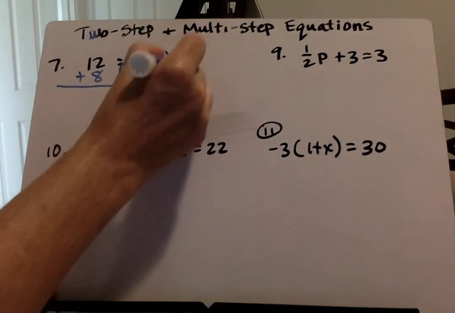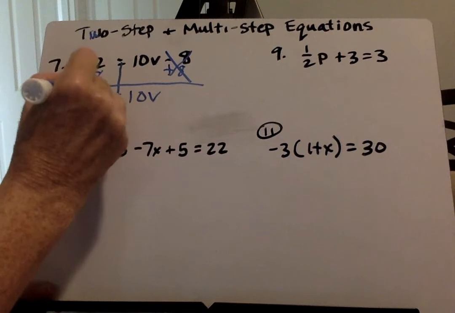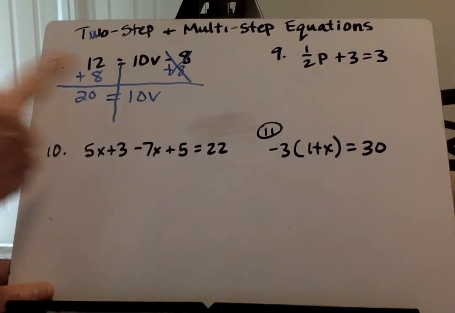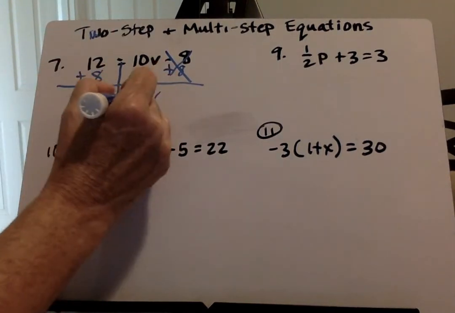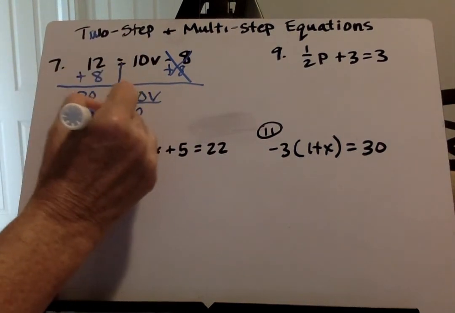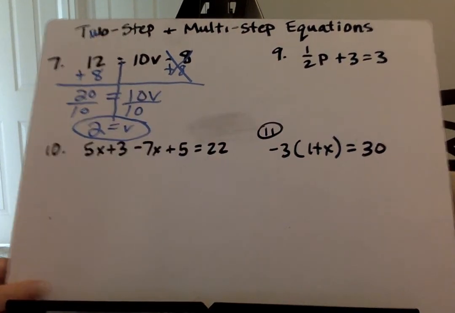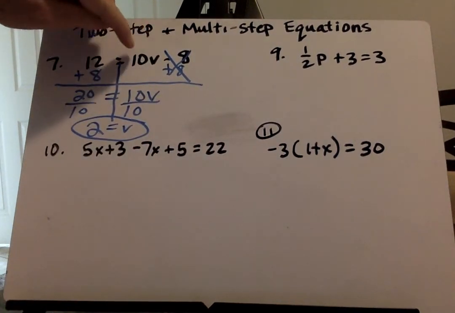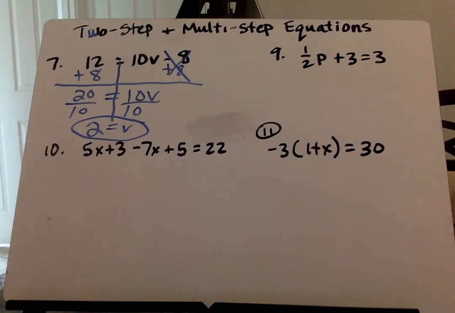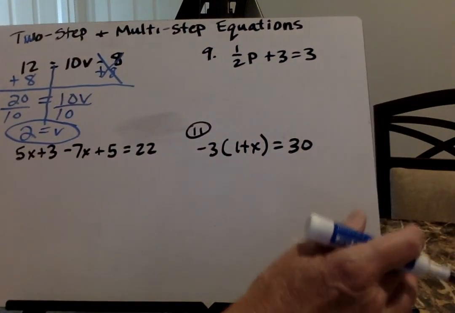Okay, that goes away. This comes down, 10v equals 20. Now this is 10 times v, so I do the reverse operation, divide by 10. And v equals 2. I can mentally put that in there. 2 times 10 is 20, minus 8 is 12, so that's right. Okay, now we're going on to number 9 over here.